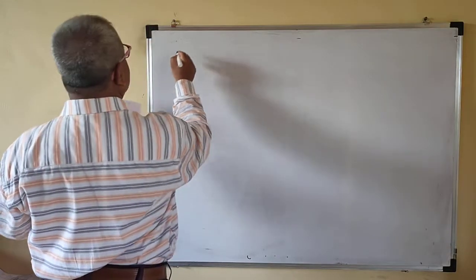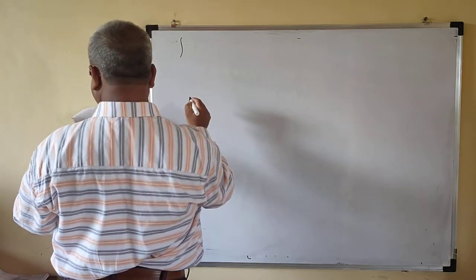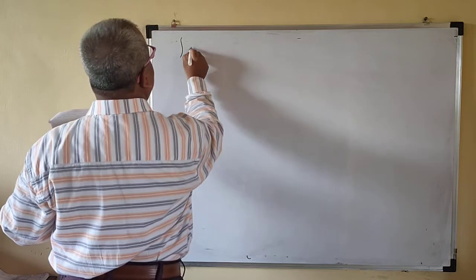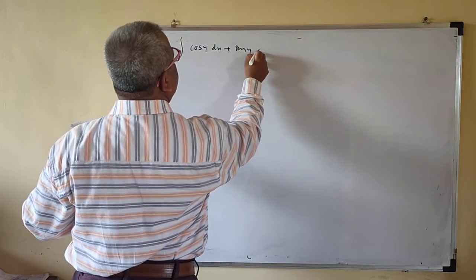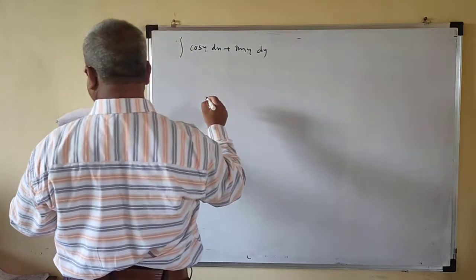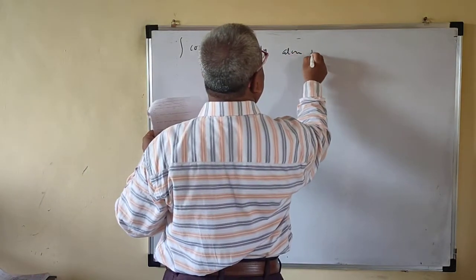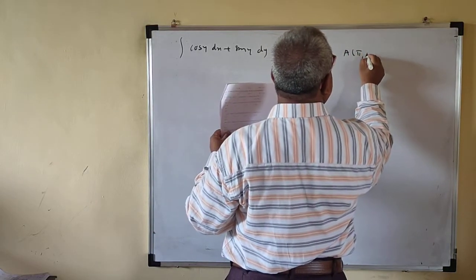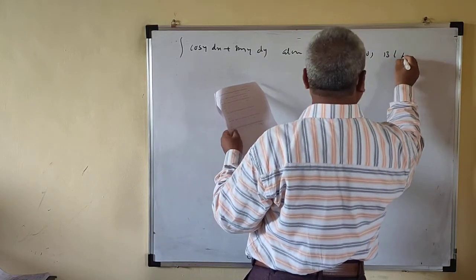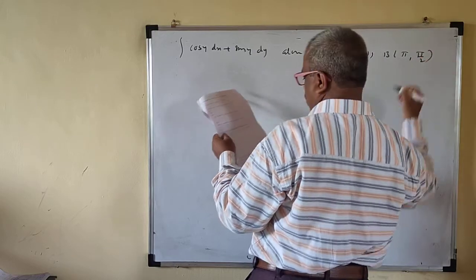Then evaluate the integration of cos y dx plus sin y dy along AB, where A is (pi, 0) and B is (pi by 2, pi by 2).